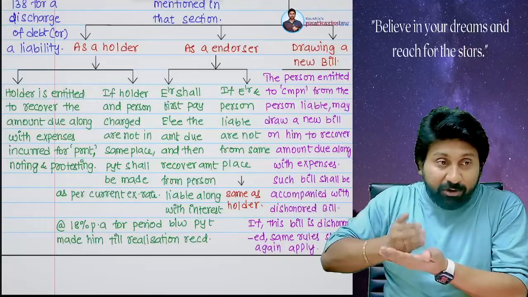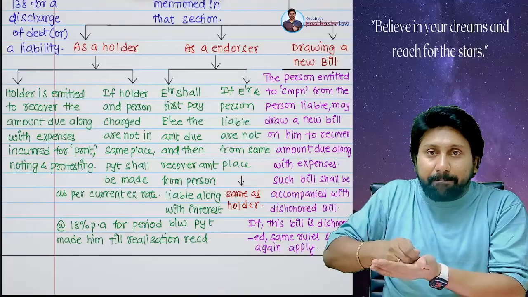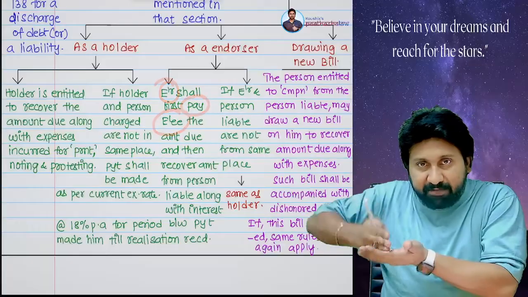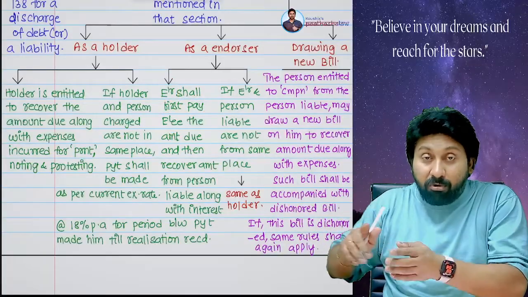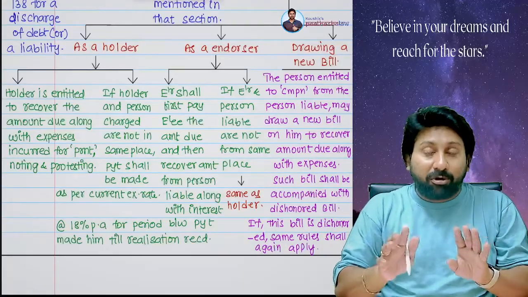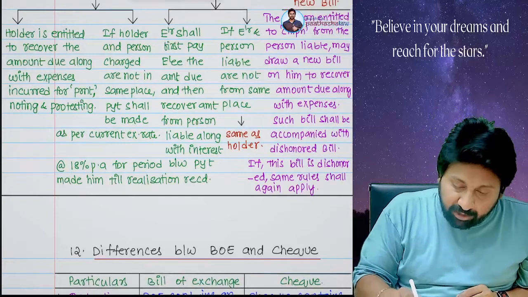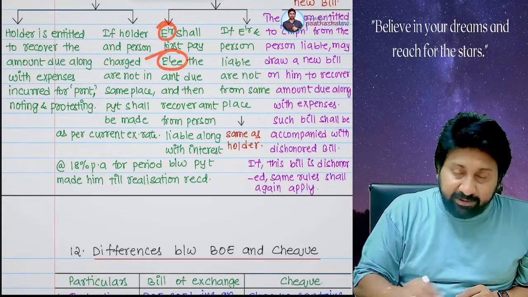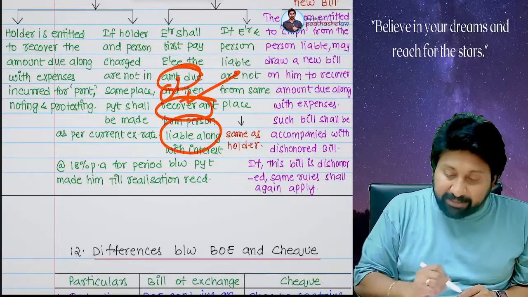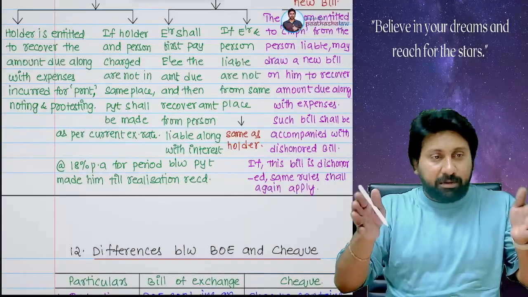C only knows B. C doesn't know who A is. So C will sue B. B will pay. B is an endorser. Endorser will first pay the endorsee. B will pay C. Now B will recover the entire amount from A, not only the amount paid, along with interest. So the endorser shall pay the endorsee the amount due and then recover the amount from the person liable along with interest at the rate of 18% per annum for the period between that particular date.